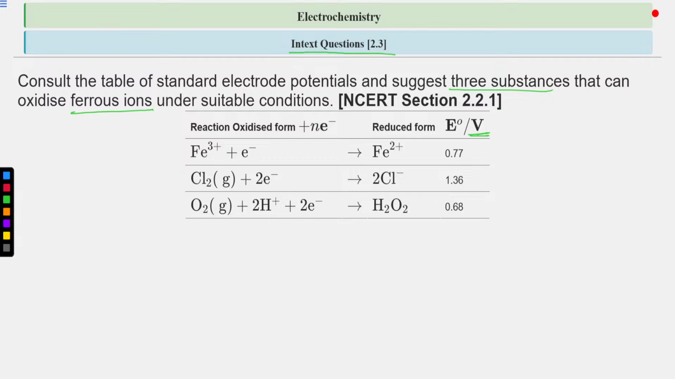First is for the Fe3 plus gaining an electron becoming Fe2 plus. The E naught for this reaction is 0.77. Cl2 gaining 2 electrons becoming 2Cl minus. The E naught is 1.36. And O2 is combining with 2H positive and gaining 2 electrons becoming hydrogen peroxide H2O2. And the E naught for this is 0.68. You can solve this using the NCERT subsection 2.2.1. Your time starts now.